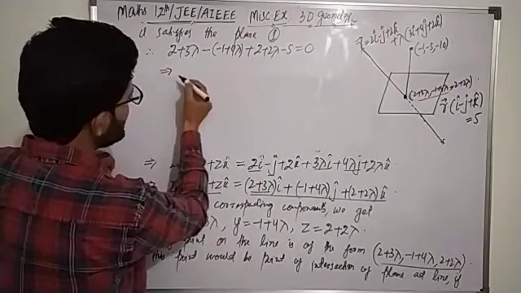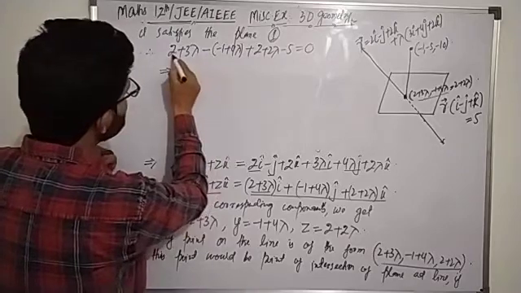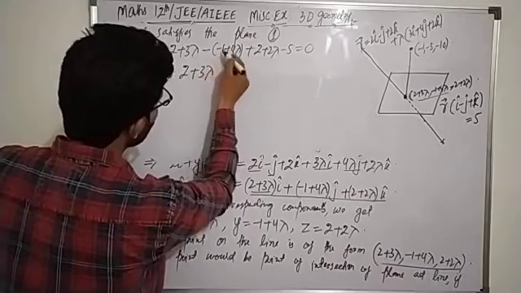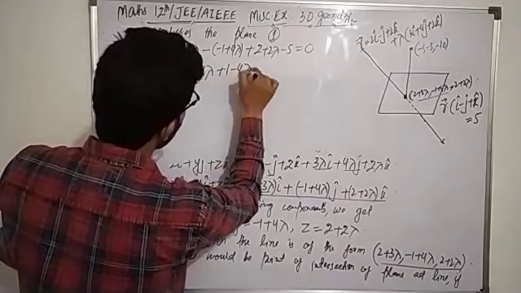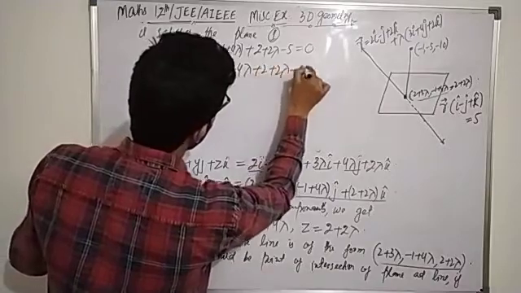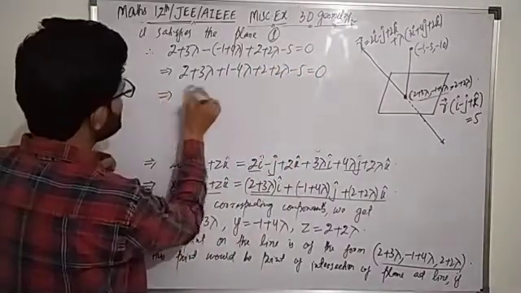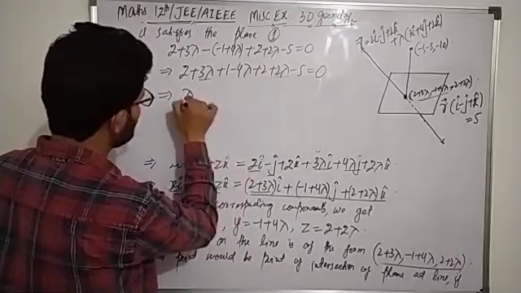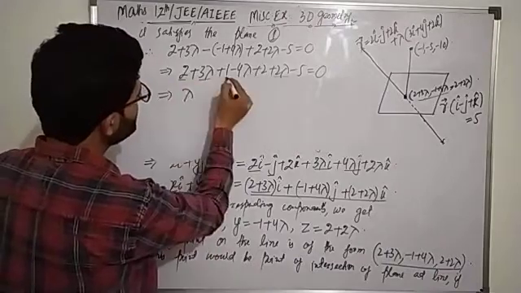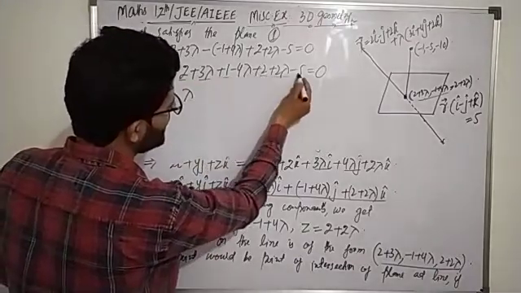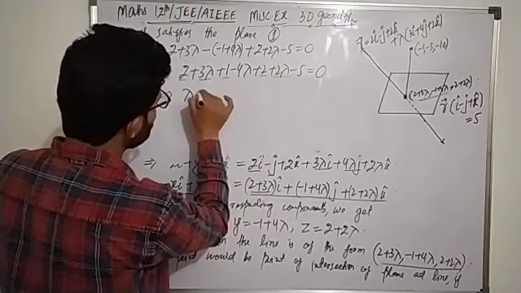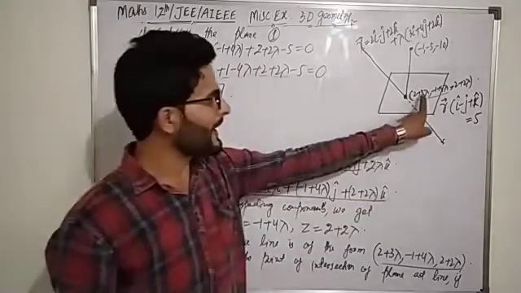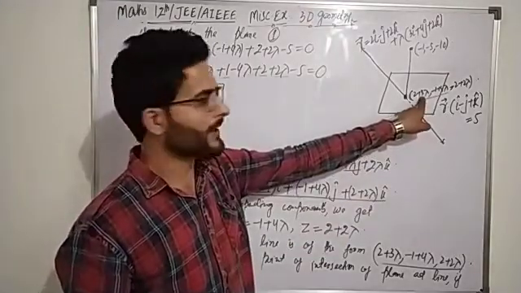So this can be written as 2 plus, first we are going to simplify this, that is 2 plus 3 lambda minus into minus 1, that is plus 1, minus 4 lambda plus 2 lambda minus 5 is equal to 0. Implies 3 lambda plus 2 lambda, that is 5 lambda minus 4 lambda, that's lambda, right? Now 2 plus 1, that is 3, plus 2, that is 5 minus 5 is 0. So lambda plus 0 is equal to 0, means lambda must be equal to 0. Put the value of lambda here, you can find the coordinates of point of intersection.